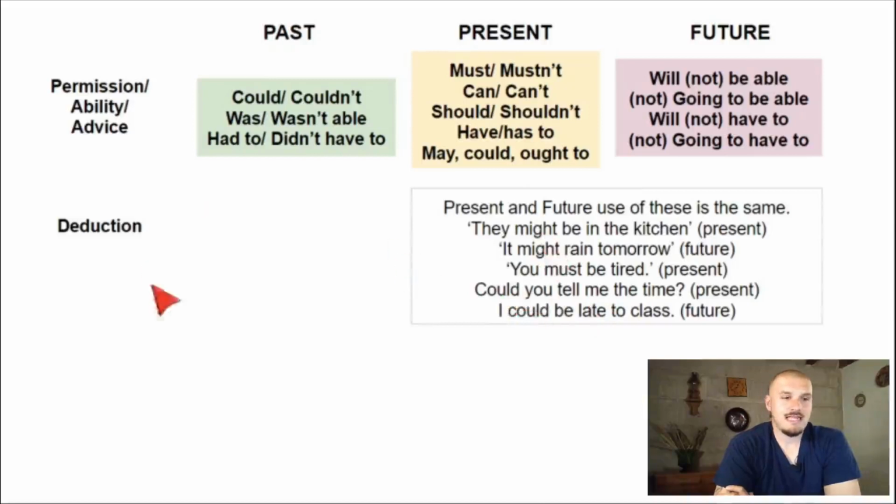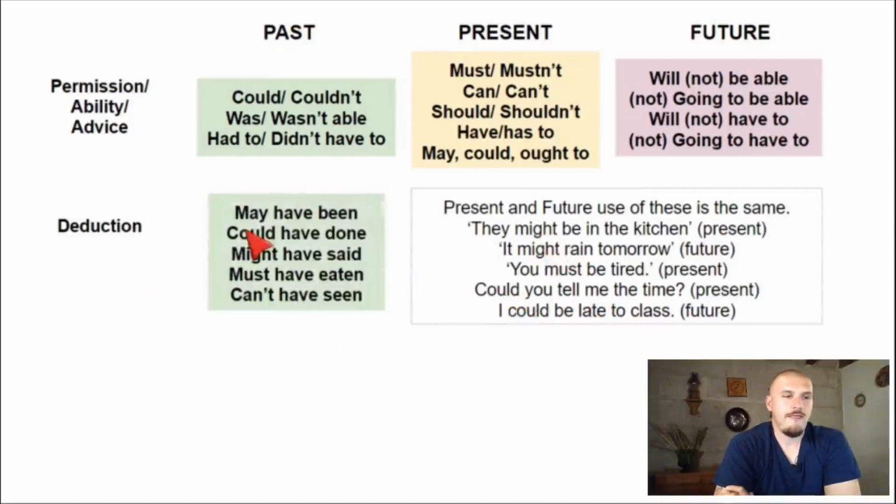La cosa más interesante es esto. Cuando estamos hablando de lo que pudo haber sido en el pasado, eso sí está chido. A mí me gusta mucho la gramática. May have been, could have done, might have said. O sea, ¿qué fue eso? Pues pudo haber sido, it may have been.